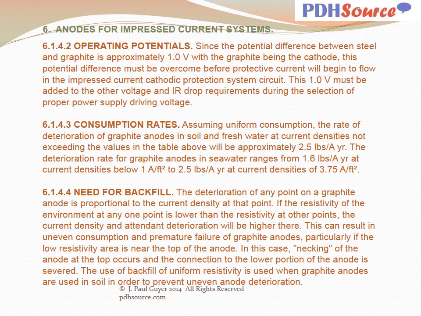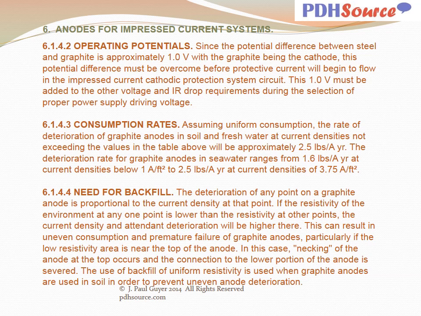Assuming uniform consumption, the rate of deterioration of graphite anodes in soil and fresh water at current densities not exceeding the values in the table above will be approximately 2.5 pounds per ampere year. The deterioration rate for graphite anodes in seawater ranges from 1.6 pounds per ampere year at current densities shown below 1 ampere per square foot to 2.5 pounds per ampere year at current densities of 3.75 amperes per square foot.